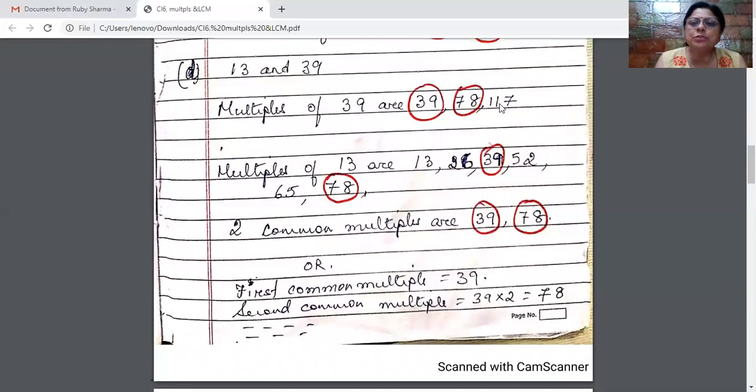Now instead of continuing like this, another way is: when you get the first common multiple, say 39, the second common multiple will be found by multiplying by 2. The third common multiple will be 39 into 3. So when you get the first common multiple, you can find the second and third common multiples by multiplying by 2, by 3, and so on. I hope that's clear. Then you write the answer: the two common multiples are 39 and 78.